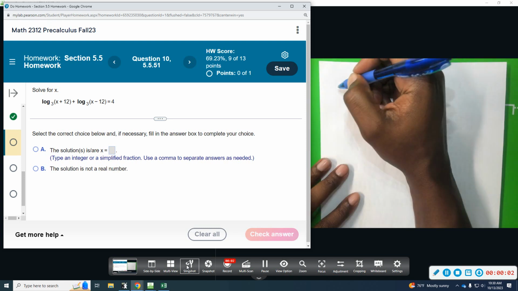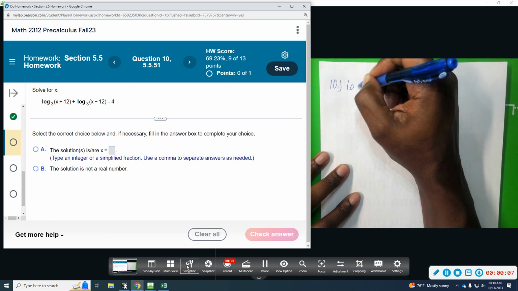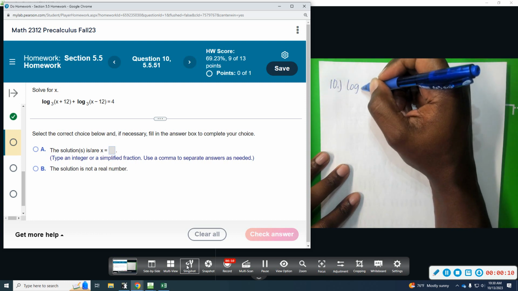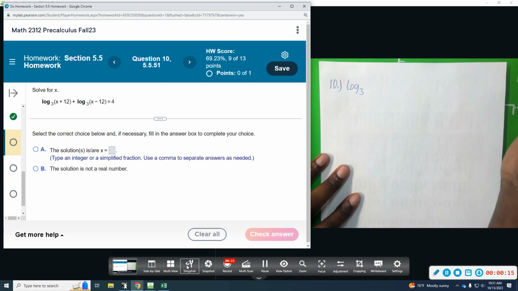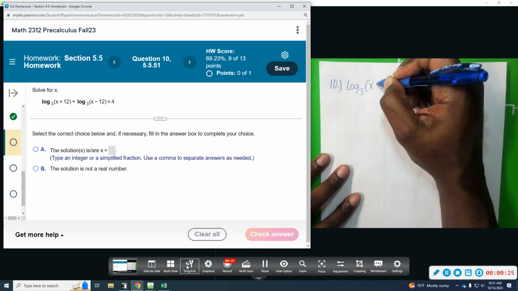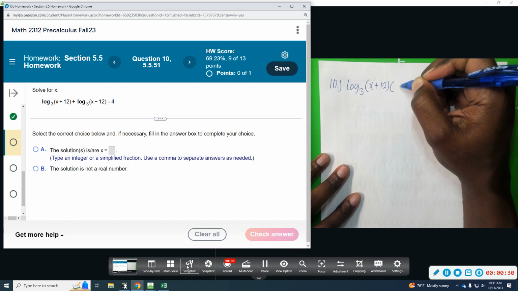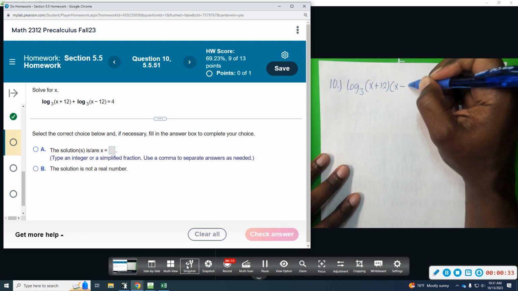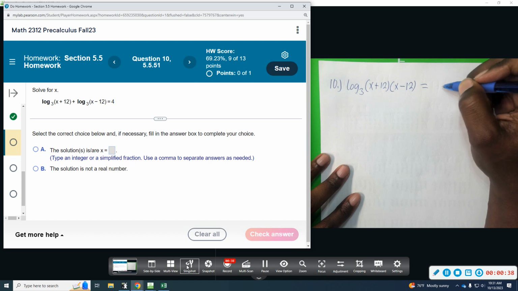Alright, number 10. We have log base 3. And again, we have two logs on the same side. So I'm going to go ahead and combine them to be one log. It's going to be multiplication. So it's going to be log of (x plus 12) times (x minus 12). That's going to be equal to 4.